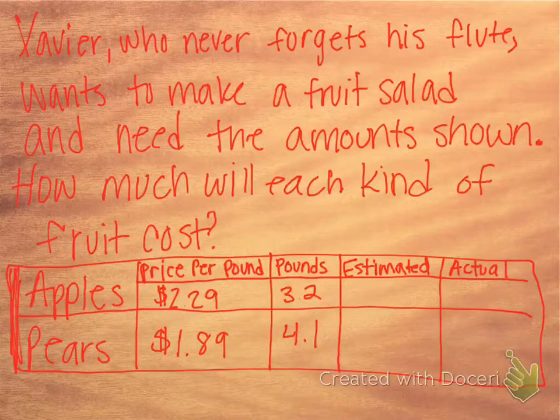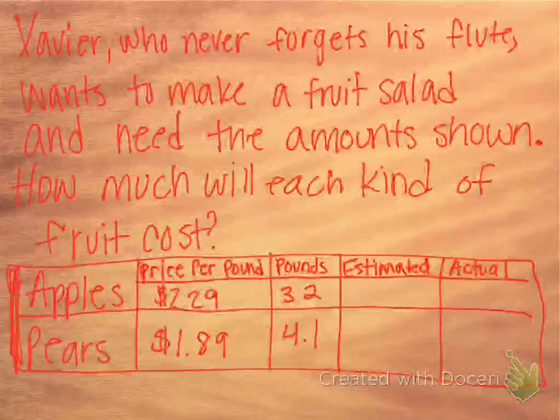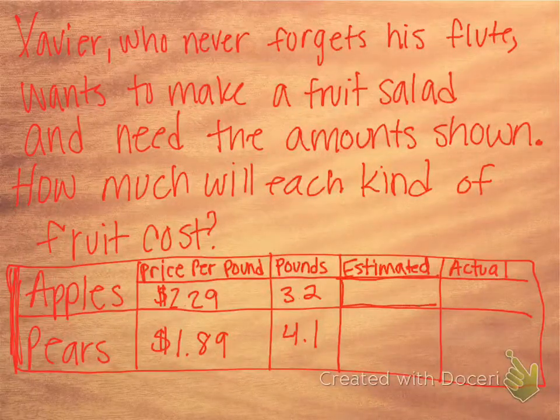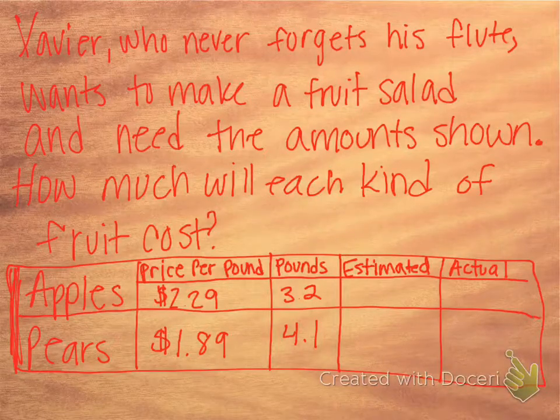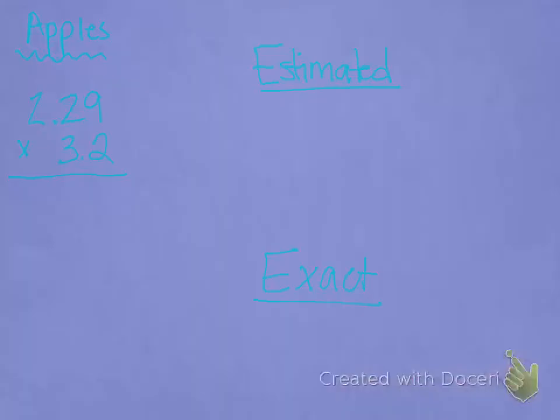So I'm asking for 4 answers here. I'm asking for an estimated answer of apples and pears and the actual answers. So we are going to solve this together. Over here I have the apples. So we have apples at $2.29, and we want to multiply it by 3.2 pounds. That's how many pounds we need.